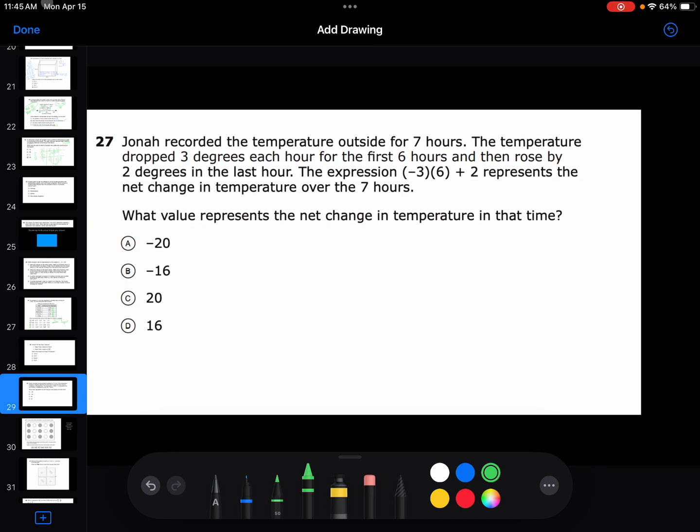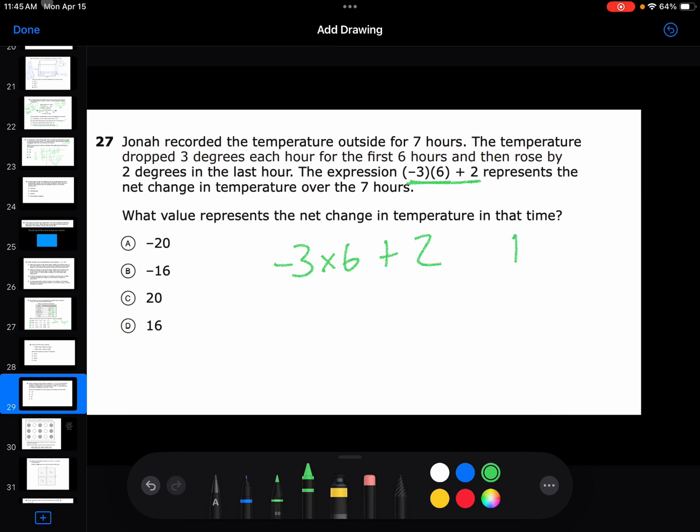Jonah recorded the temperature outside for 7 hours. The temperature dropped 3 degrees each hour for the first 6 hours and then rose by 2 degrees in the last hour. The expression -3 times 6 plus 2 represents the net change in temperature over 7 hours. Which value represents the net change in temperature in that time? So they wrote the equation for us, right? So they said that it dropped 3 degrees every hour for 6 hours. And they wrote it with parentheses, but I'm going to go ahead and write it with a multiplication sign just to make sure that it's clear. And then it rose 2 degrees in that last hour.